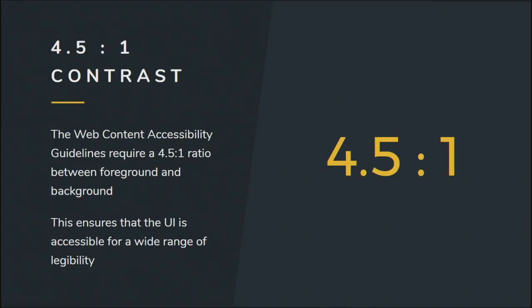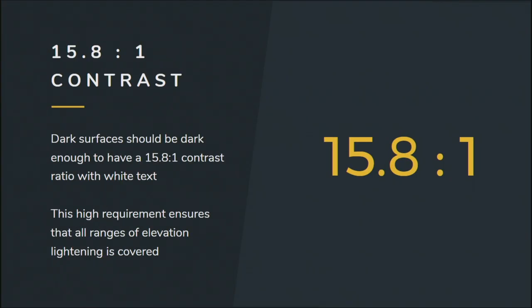Why? Let's dive into both those ratios. The Web Content Accessibility Guidelines state that you require a 4.5:1 ratio between background and foreground. This accounts for all levels of accessibility and legibility, whether it's for surfaces or for text. However, Google says that you need to use a much more stringent ratio when dealing with dark design on Android.